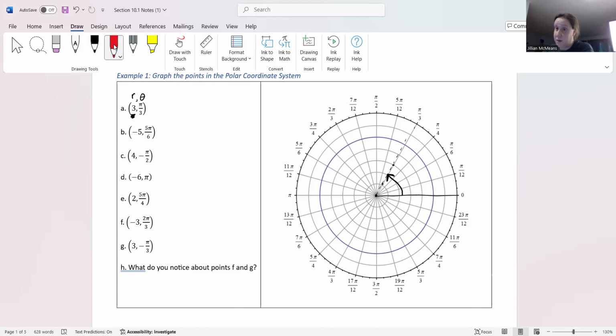So let me use red to mark this. So the point 3 comma pi over 3 would be located right here. So we sweep our angle open from the polar axis, pi over 3 radians, and then we measure out 3 units from the pole along the terminal side, since r was positive, along the actual terminal side of the angle. So that is how you plot that point 3 comma pi over 3 in polar coordinates, okay? Now next up we have point B, which is negative 5 comma 5 pi over 6.